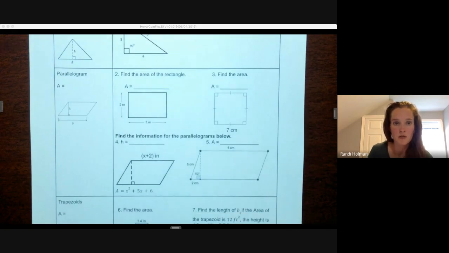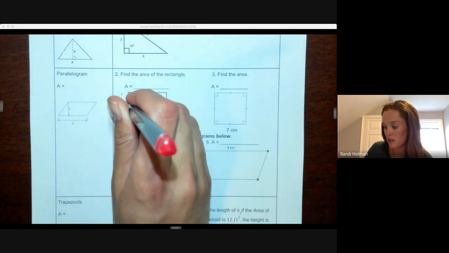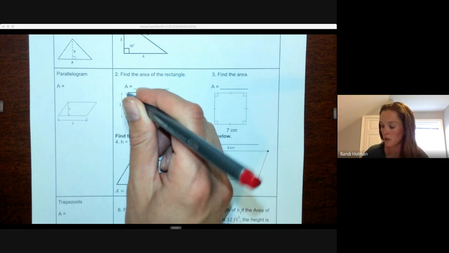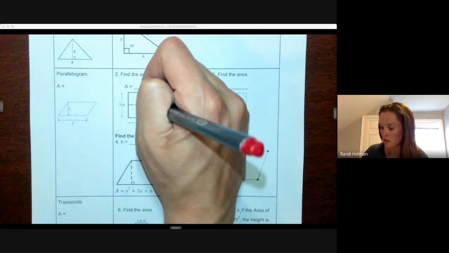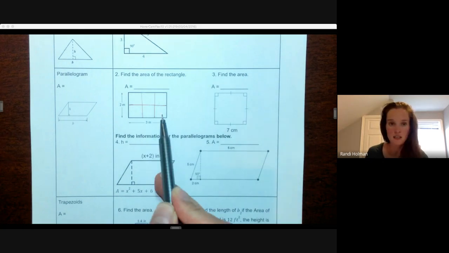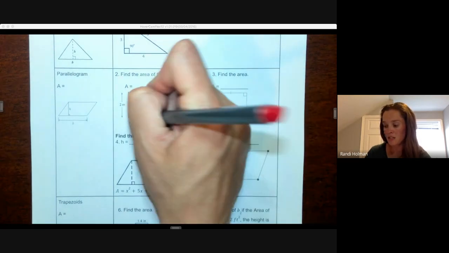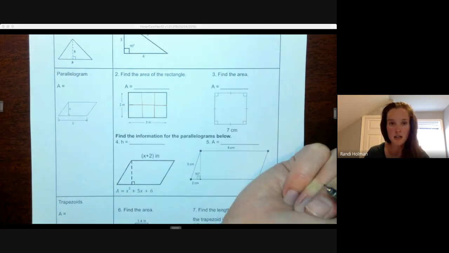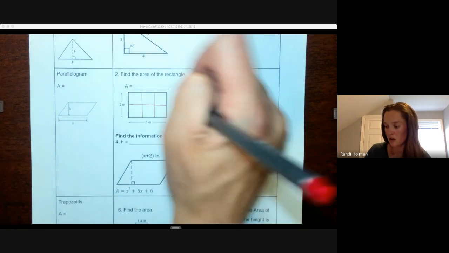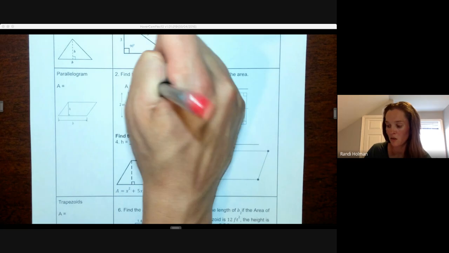Hopefully we already know how to find the area of a rectangle. We can clearly see what it looks like, so we could split this up into the 2-meter blocks by 3-meter blocks, and you can see that there are 1, 2, 3, 4, 5, 6 square meters within that rectangle. So to generalize that, we can take the base of the rectangle times the height of the rectangle to get its area. So here we would just do 2 times 3, which would give us 6 square meters.